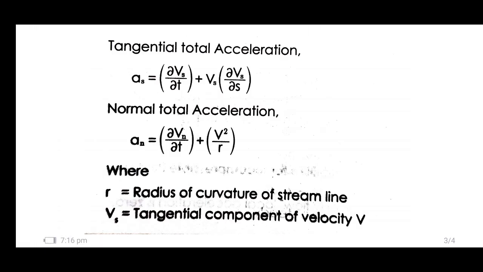The next type of acceleration is tangential and normal total acceleration. The tangential total acceleration is given as a_s is equal to del v_s divided by del t plus v_s del v_s divided by del s, and the normal total acceleration is a_n is equal to del v_n divided by del t plus v square by r. Here this thing needs to be remembered, it is v square divided by r. Now r is equal to radius of curvature of streamline, v_s is the tangential component of velocity, and v_n is equal to normal component of velocity.